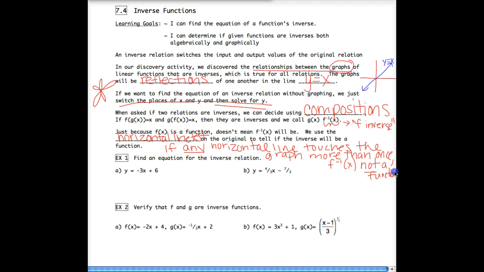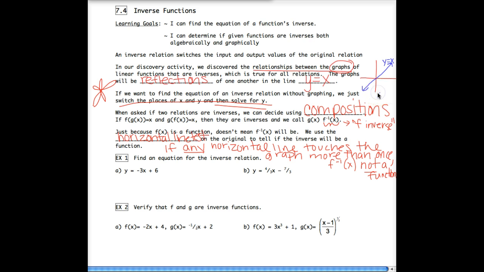So if the horizontal line touches the original more than once, then f inverse is not a function. All right, so to quickly summarize, we've talked about three things. If you're given the graphs and you want to know if they're inverses, you do the reflection. Are they reflections in the line y equals x? If they are, they're inverses.